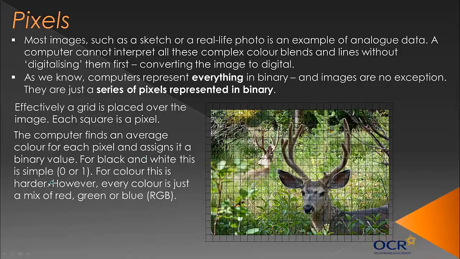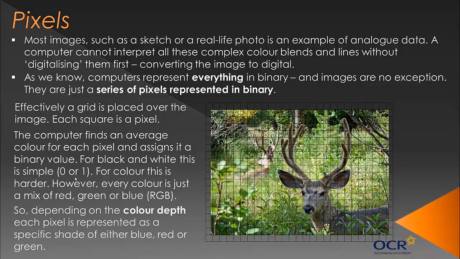So for black and white, this is very simple. It can either be black or white, so 0 or 1, as in just black and white, not grayscale. Grayscale can just be black and white, and the blends in between. For just black or white, it's simple, it's just 0 or 1. And for colour or grayscale, it's slightly harder, but every colour fortunately is just a mix of our primary colours, which are red, green and blue. So depending on the colour depth, which is the next thing we'll look at, each pixel is represented as a specific shade of either blue, red or green. So let's look at that slightly further.